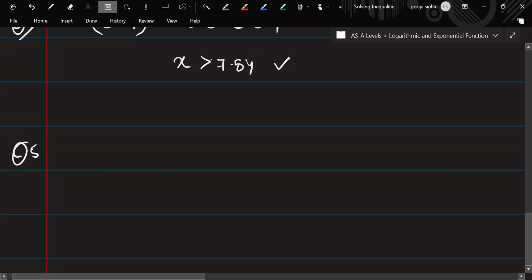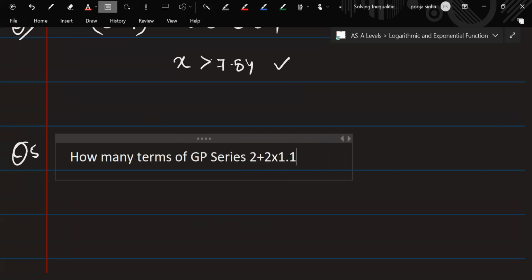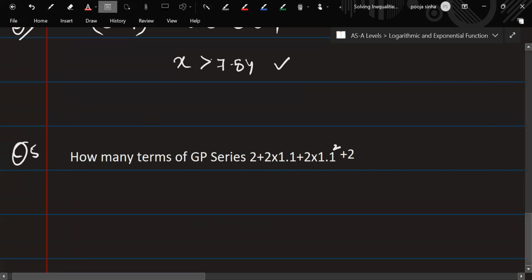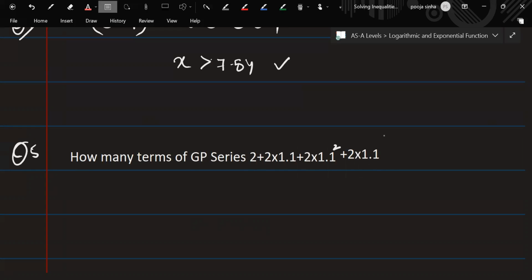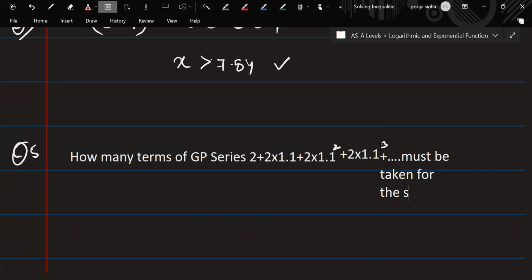Question number 5. How many terms of the GP series 2 plus 2 into 1.1 plus 2 into 1.1 square plus 2 into 1.1 cube plus, it will continue, must be taken for the sum to exceed 1000.